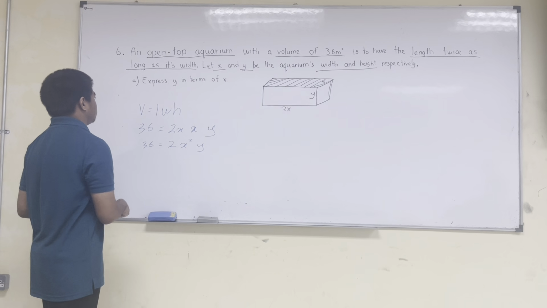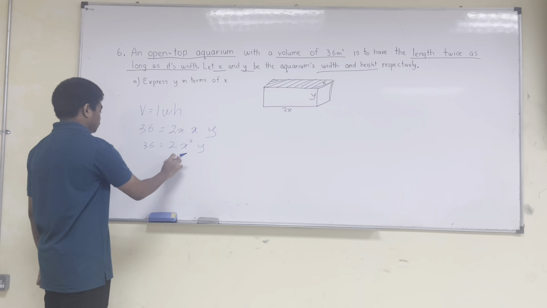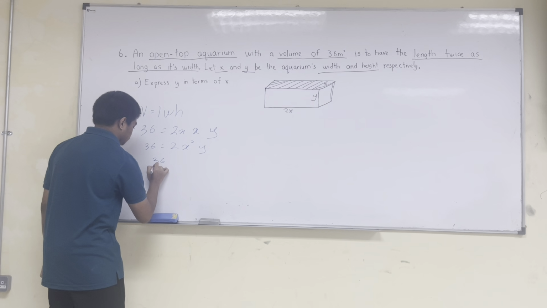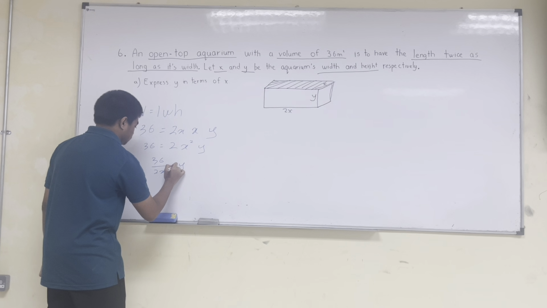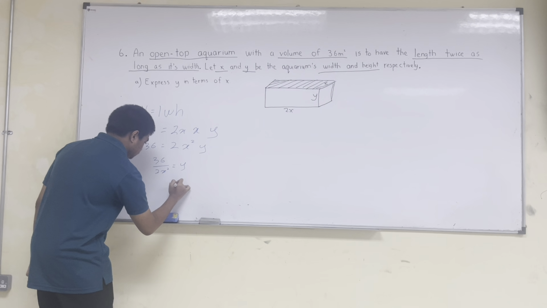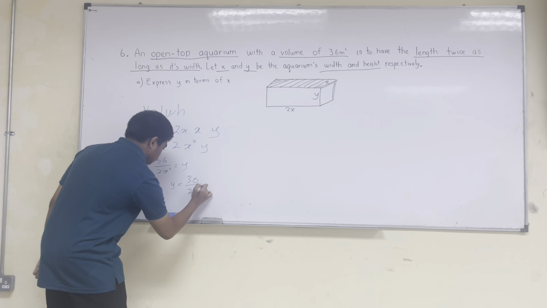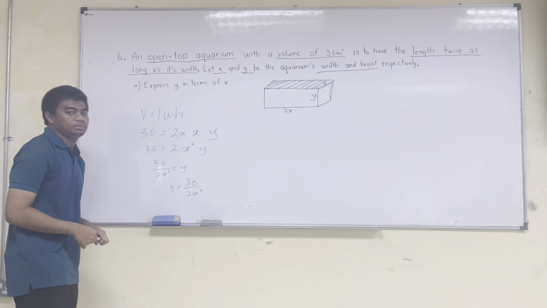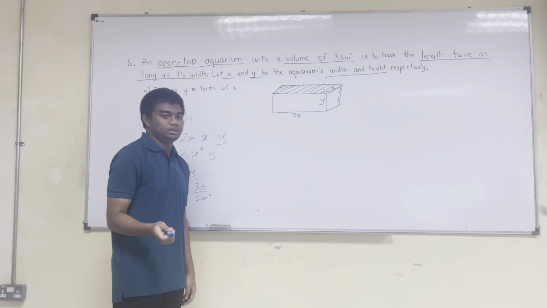Then express y in terms of x. Take 2x squared to the left, it will be 36 over 2x squared. So y is equal to 36 over 2x squared. That's for question A. Then my friend Anik will explain question B.